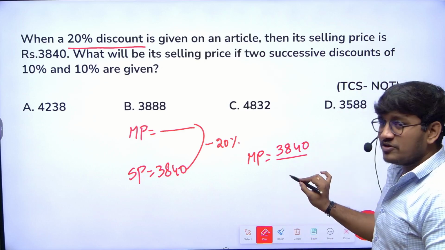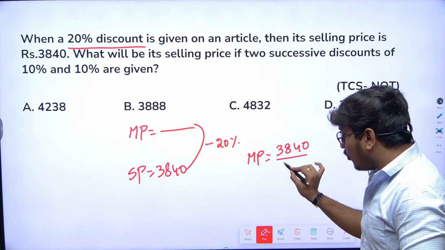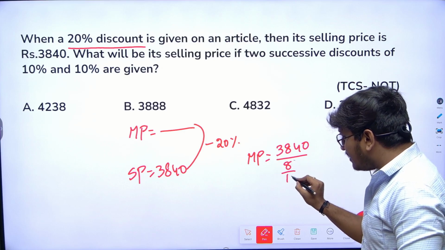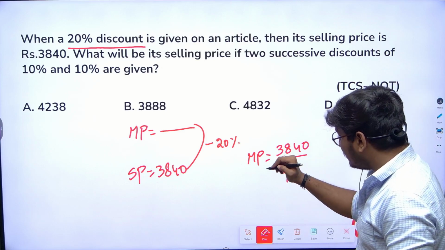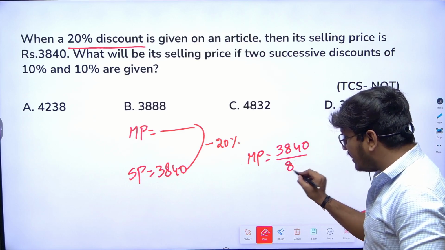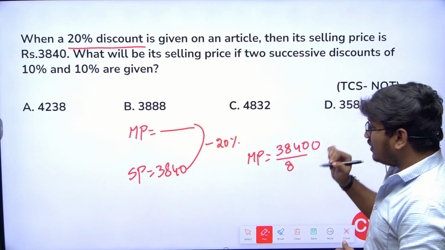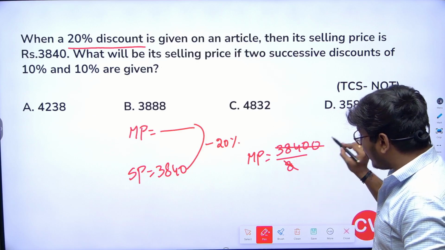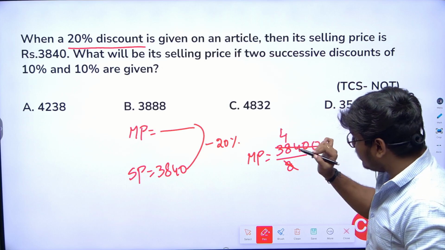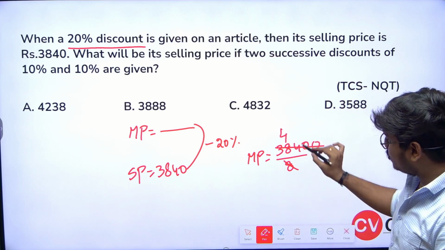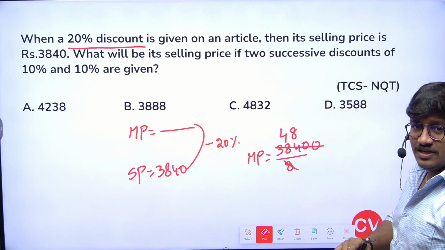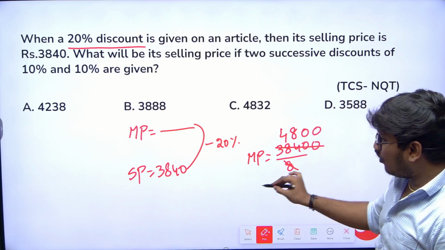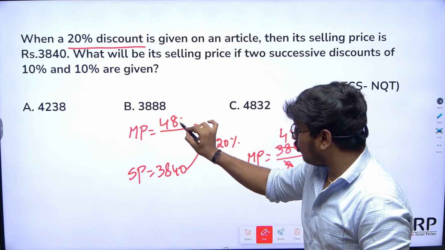80%. So 80% you can also write as 0.8, or as 8 by 10. Based on our comfort, with 8 by 10, the 10 will go to the numerator and it will be 0 again. So now we'll try to cancel the values. 8 4 times is 32, 8 times is 60, 432, remainder is 6, 64, 8 8 is 64, 0 0. So now I got to know the marked price is 4800.